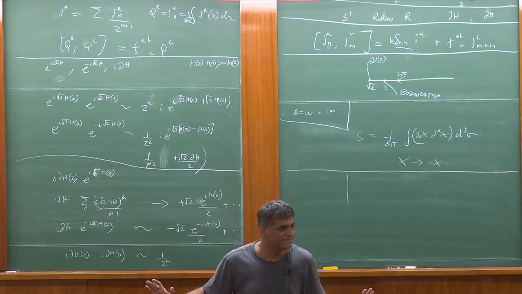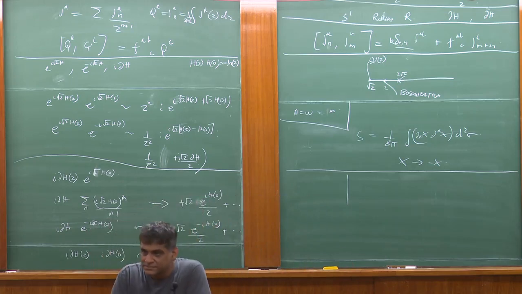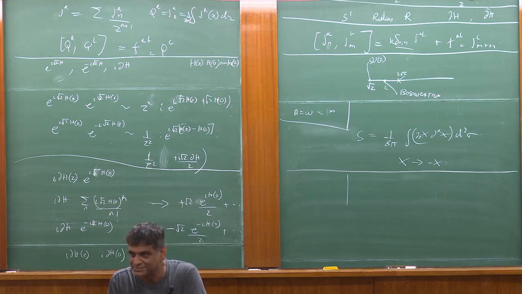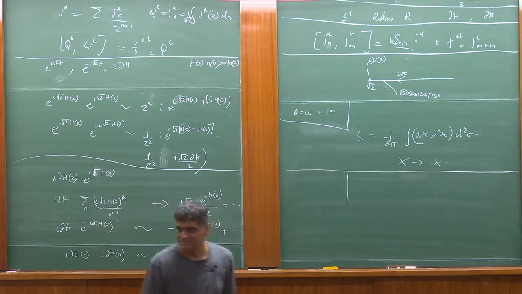Is this clear? This compactification, X identified with X plus 2 pi r, and X goes to minus X, they can go hand in hand. In fact, that's what we'll do next. We will do both together. But how? Hang on, 10 minutes. Yeah, well, that's what we'll come to as soon as we finish this discussion. Okay?